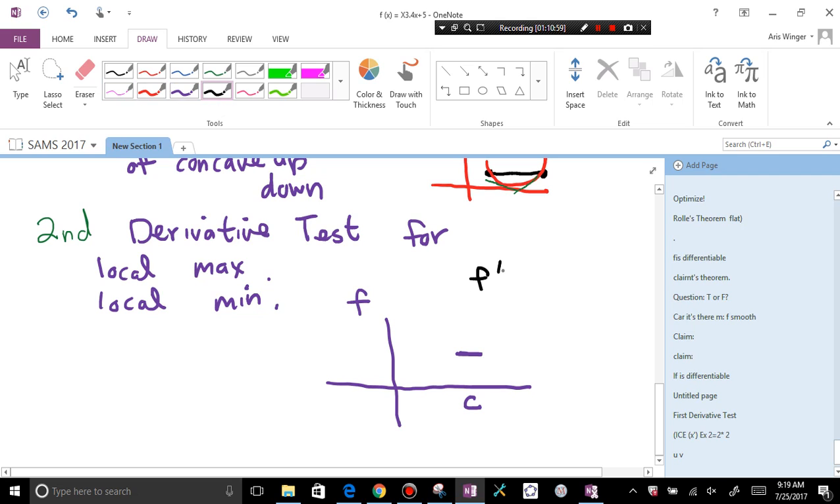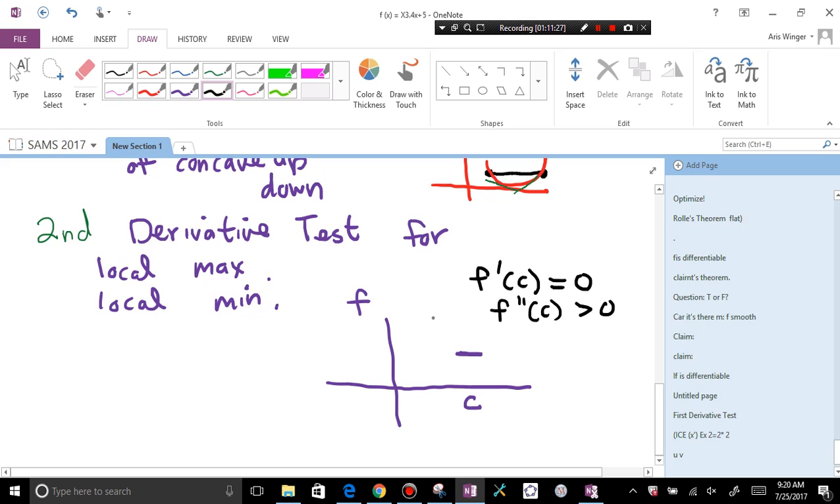So F prime of C is equal to 0. The question is, am I at the top? Am I at a hump or not? If I'm at a hump, am I at the top or at the bottom? Right, I'm going to give you a piece of information. I'm going to tell you that F double prime of C is positive. Are you at the top or the bottom? Bottom. Why?